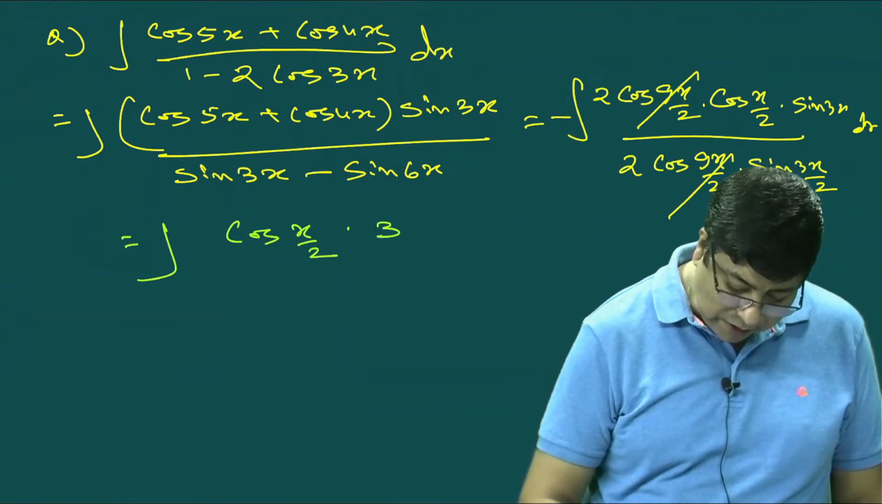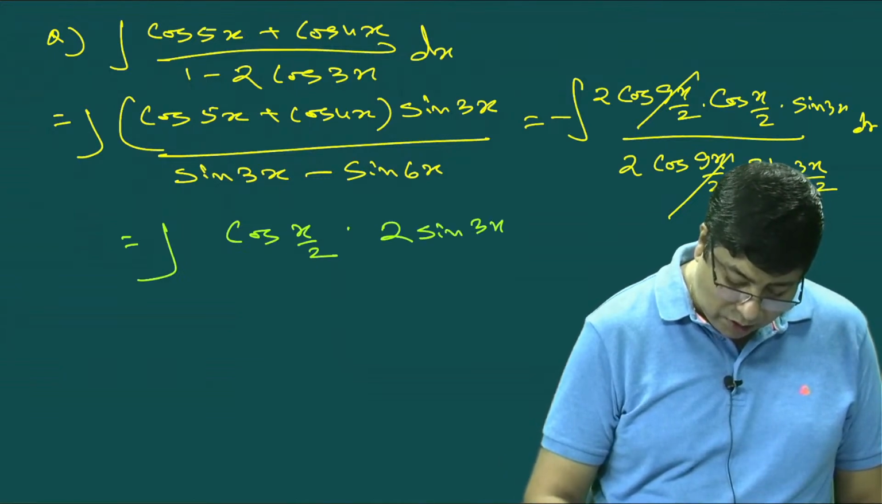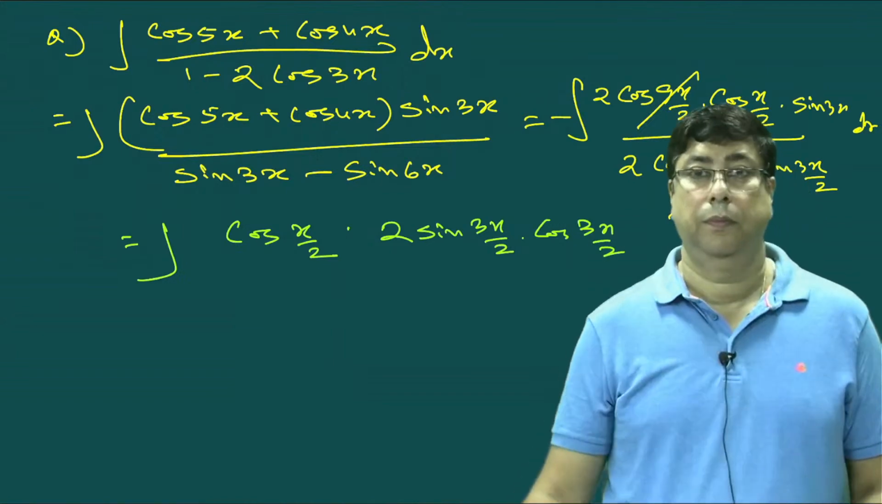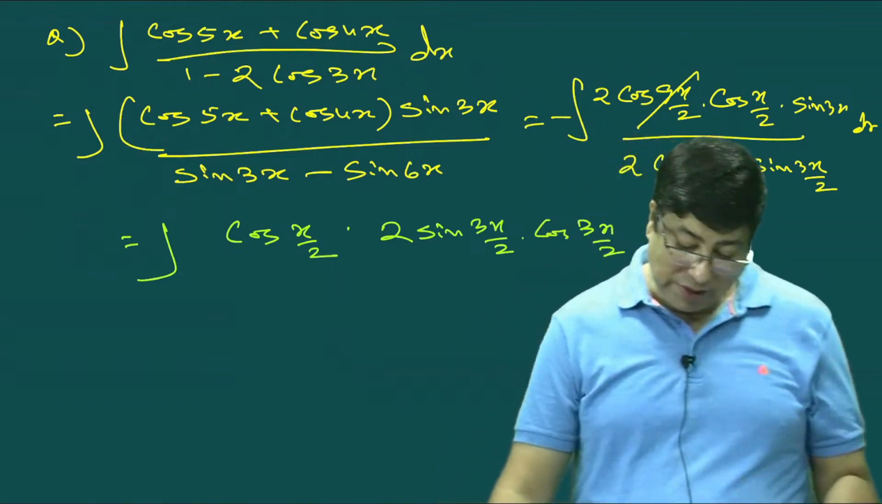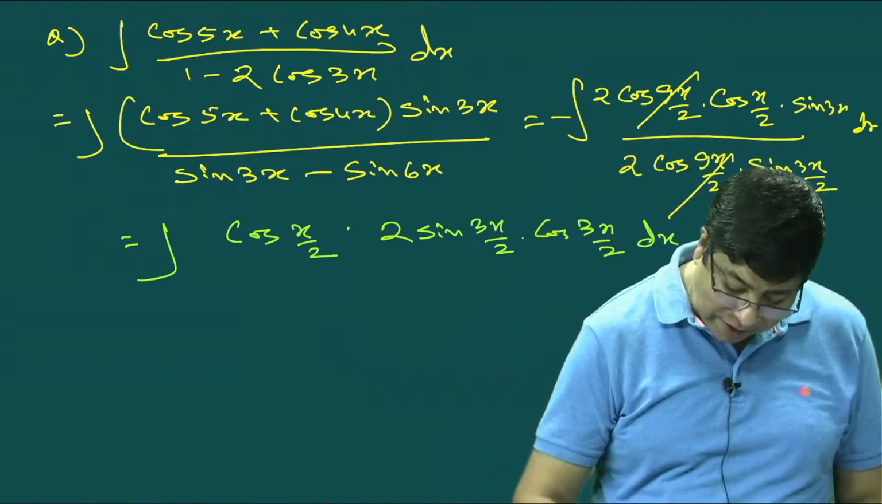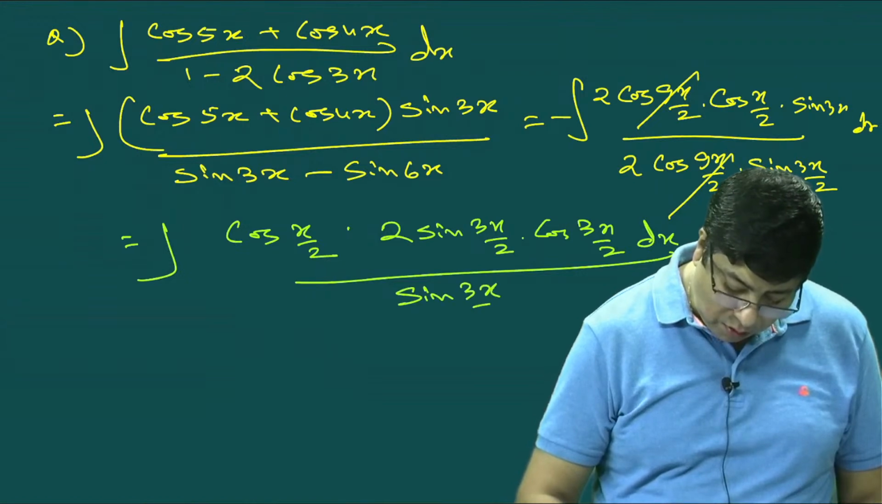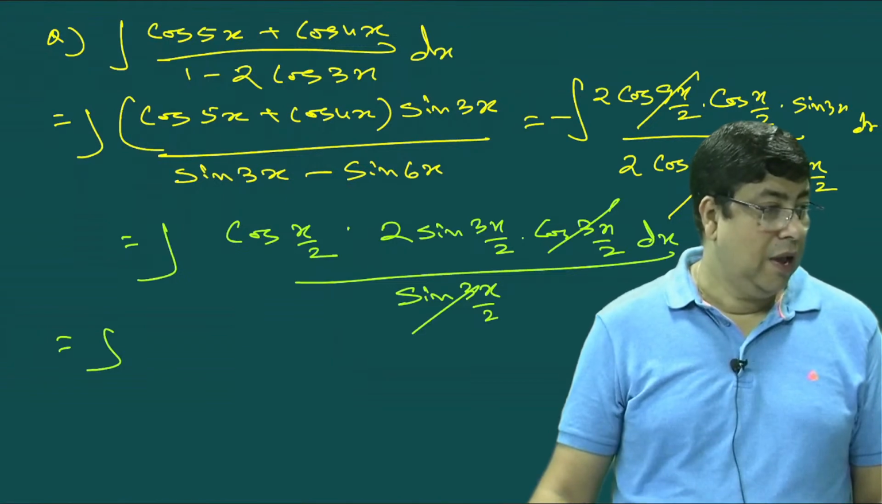Sin 3x can be written as 2 sin 3x by 2 cos 3x by 2. Once again sin 3x by 2 getting cancelled, and we are getting just sin 3x by 2. This sin 3x by 2 cancelled. Therefore, we can write here.